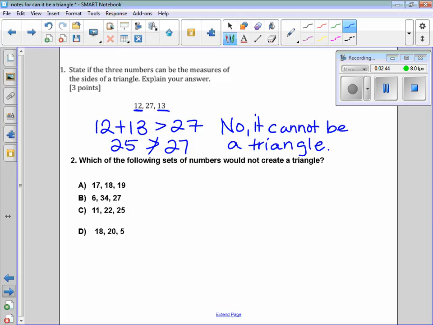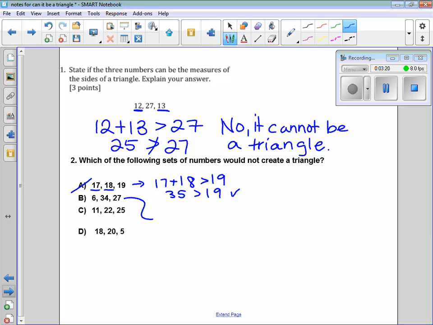Question 2. Which of the following sets of numbers would not create a triangle? So we look at each question, and we use the shortcut method to see if it creates a triangle. So our two smaller sides for letter A are 17 and 18. 17 plus 18 must be greater than 19. 17 plus 18 is 35. 35 is greater than 19, so it does make a triangle. But they ask us which of the following sets would not create a triangle, so A is not our answer.